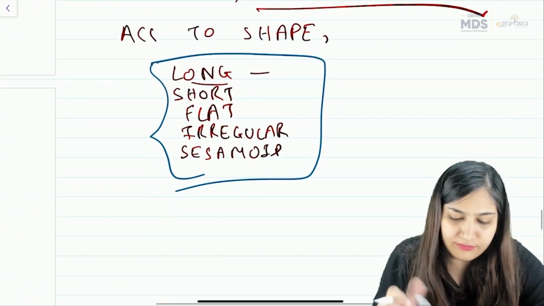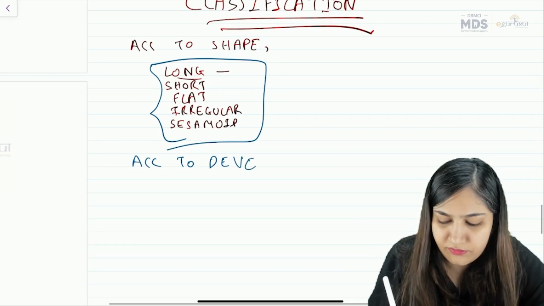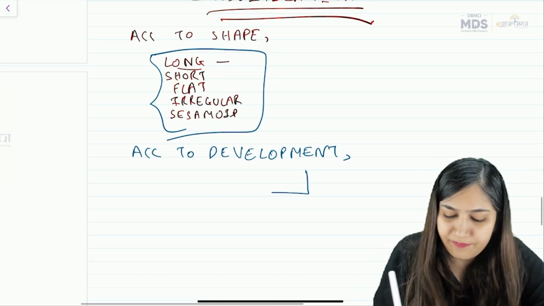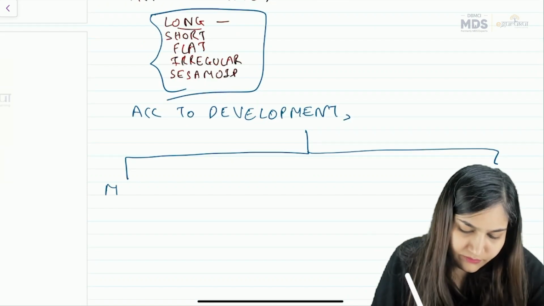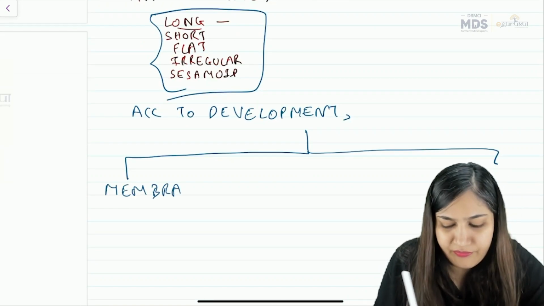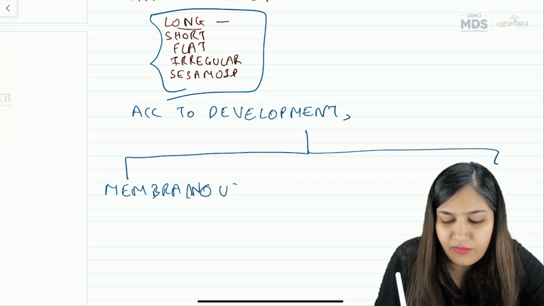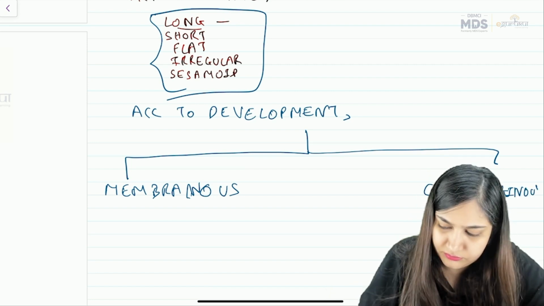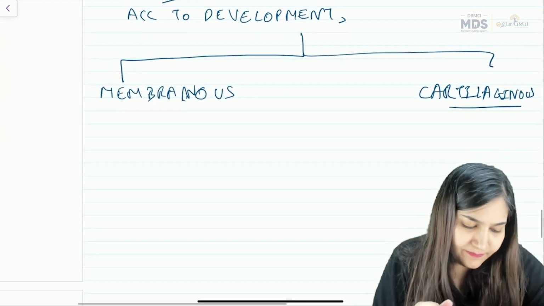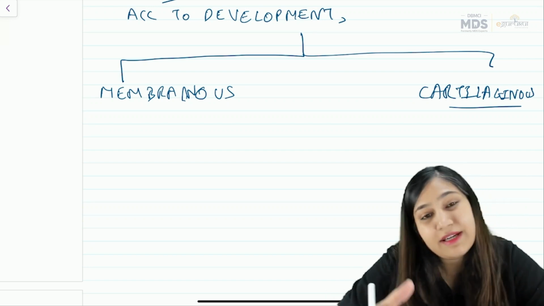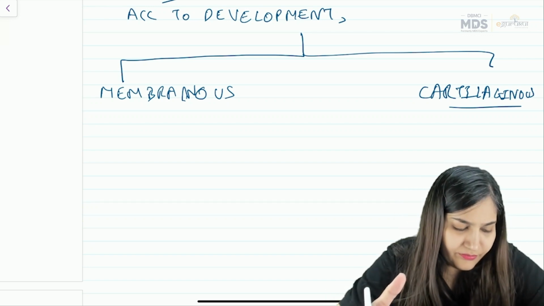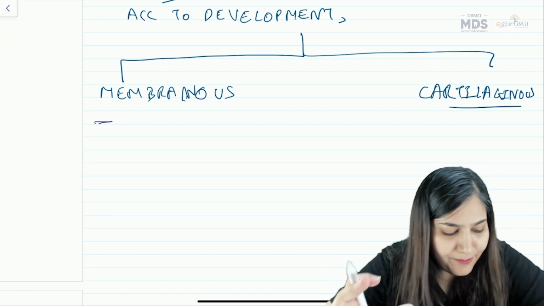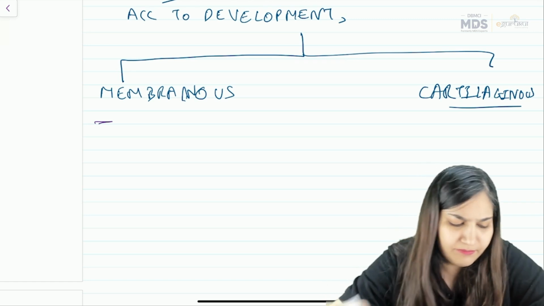According to development, they are again of two types: membranous and cartilaginous. Cartilaginous, from the word itself, is preformed from cartilage. And membranous, we will be having what? It is derived directly from embryonic connective tissue, membranous type.